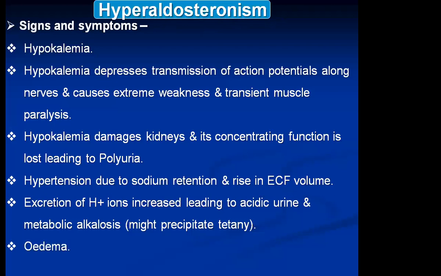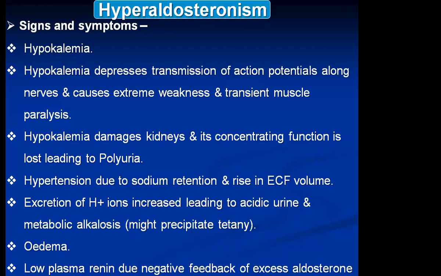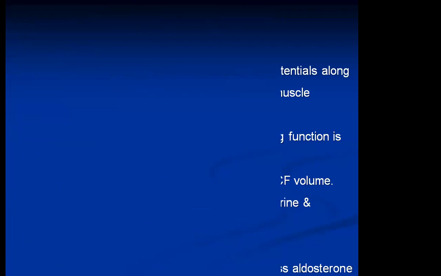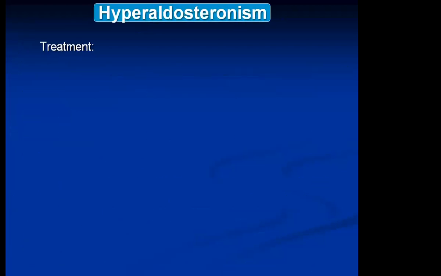Now, since there is increase in the retention of sodium and water and increase in the ECF volume, there will also be edema. So this patient will also present with edema over the various body parts. Now, there will be a low plasma renin due to negative feedback of excess aldosterone. So if you measure the plasma renin of this particular patient, there will be low plasma renin. So these are the various signs and symptoms of hyperaldosteronism.